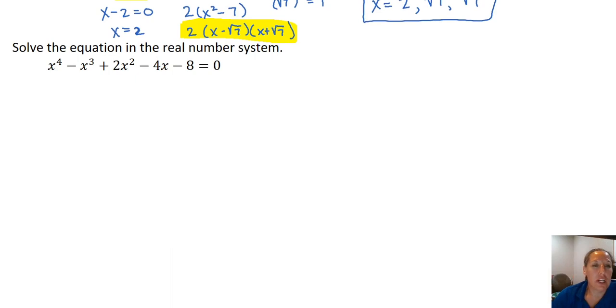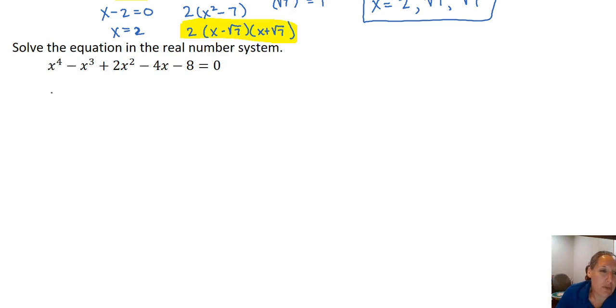Same problem, just a different wording. Solve the equation in the real number system. So here we're solving our equation. We're doing the exact same thing we just did. Our polynomial is x to the 4th minus x to the 3rd plus 2x squared minus 4x minus 8 equals 0.